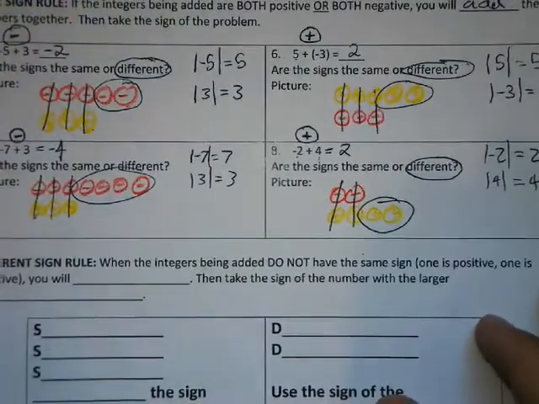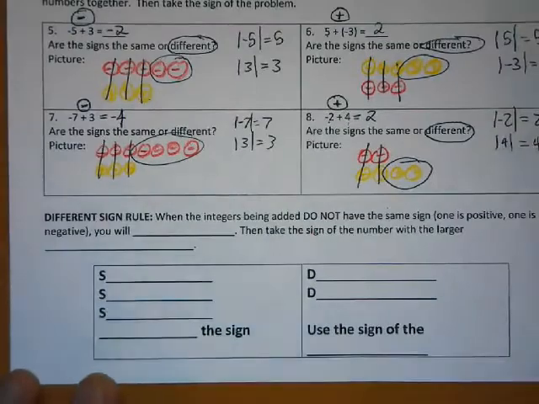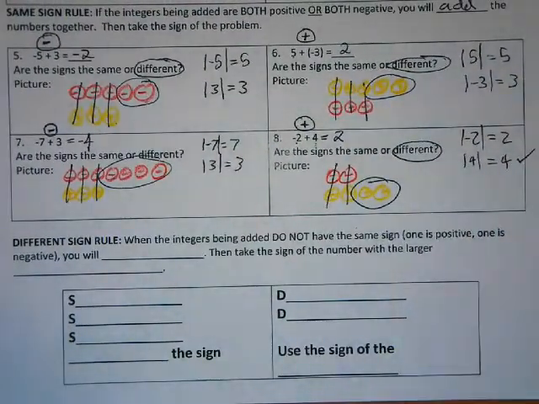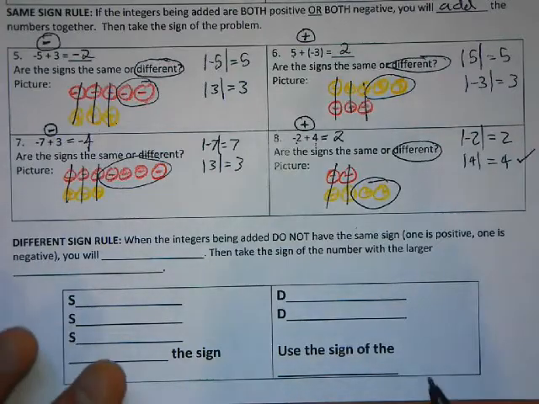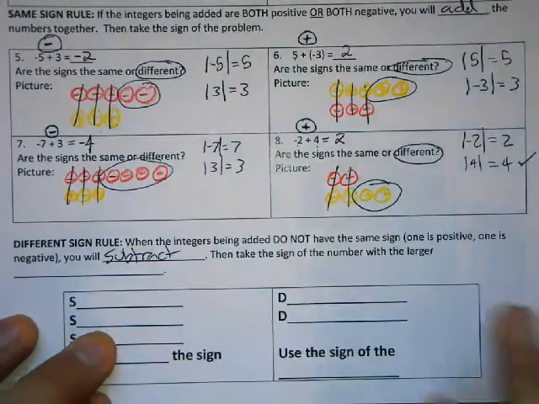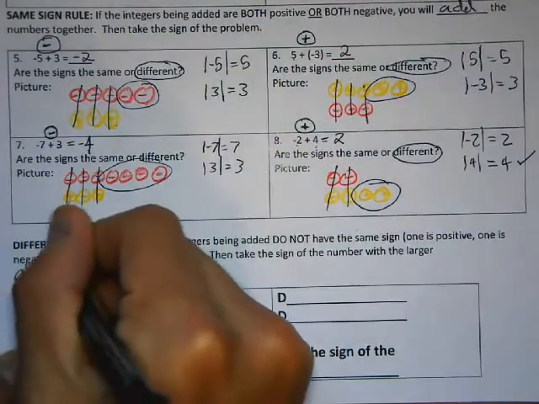All right, here's the rule for different signs. When the integers being added do not have the same sign, that means when one is positive and one is negative, you will subtract. Then take the sign of the number with the larger absolute value.